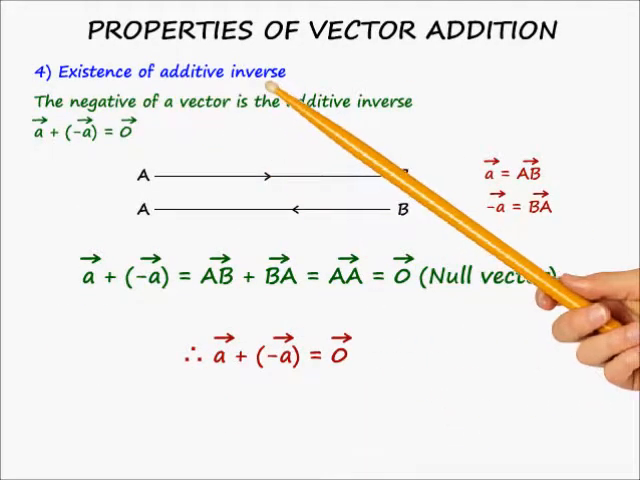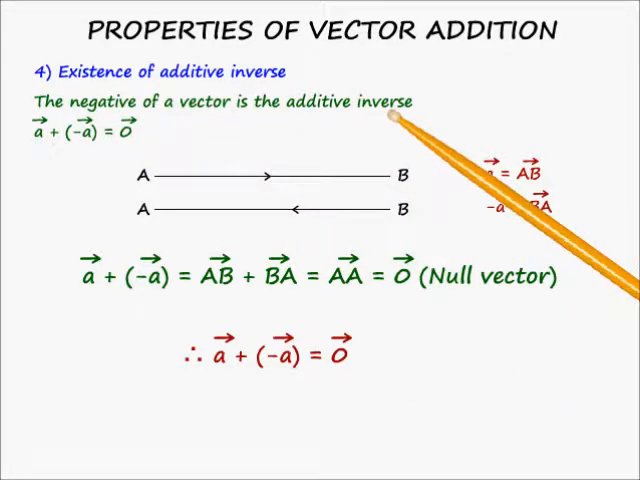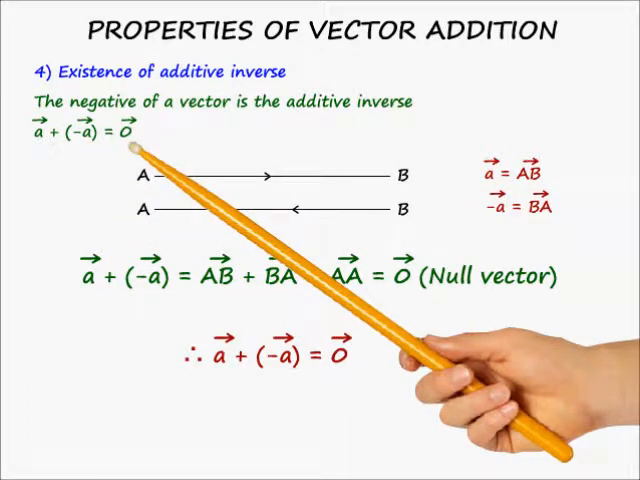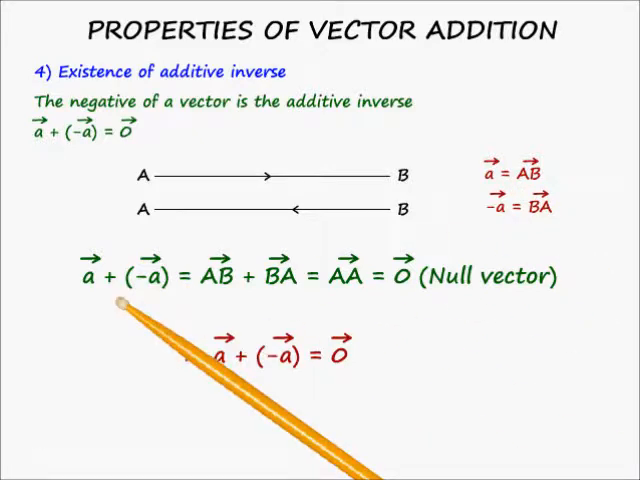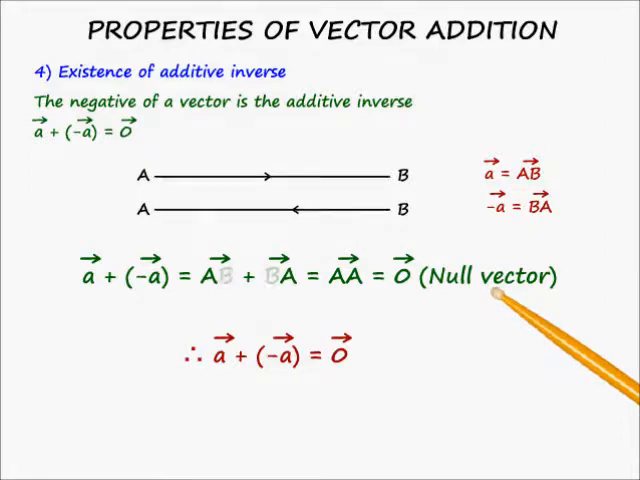Existence of additive inverse. The negative of a vector is the additive inverse such that A plus minus A equal to 0. Proof. A equal to AB. Therefore minus A equal to BA. Now we add them erasing the terminal point of the first vector and the initial point of the second vector. We get AA, which is a null vector.